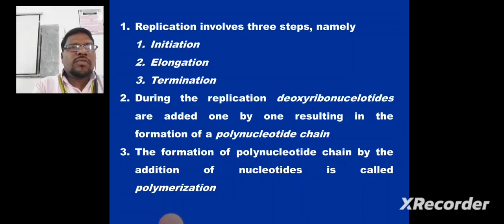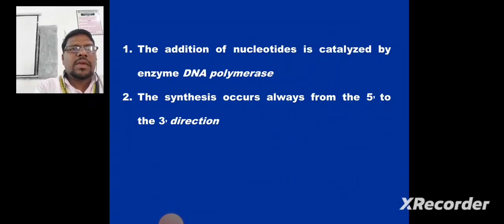Replication involves three steps, namely initiation, elongation, and termination. During replication, deoxyribonucleotides are added one by one, resulting in the formation of polynucleotide chains. The formation of the polynucleotide chain by addition of nucleotides is called polymerization. The addition of nucleotides is catalyzed by the enzyme DNA polymerase. The synthesis always occurs in the 5' to 3' direction.